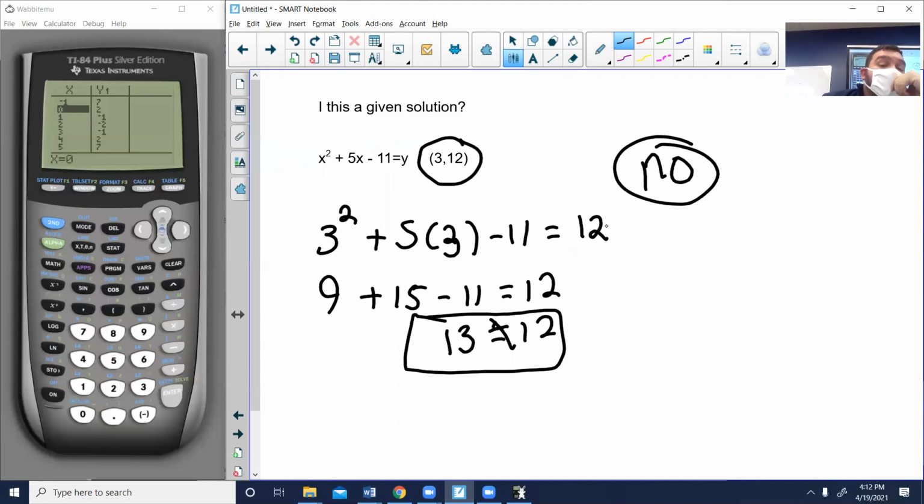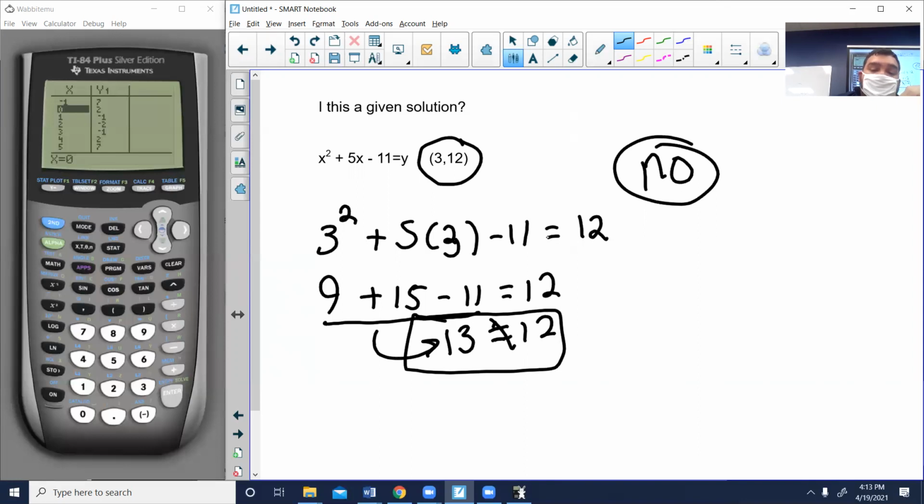Is 13 the same number as 12? Yeah, that's how you solve it. Now, is 13 the same as 12, Cheryl? So it's no. After I did this part of the math, it became 13. And then I saw 13 is not equal to 12, so it's the equal sign with a line through it.